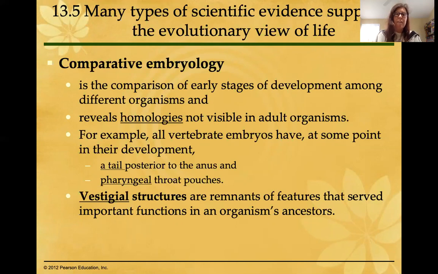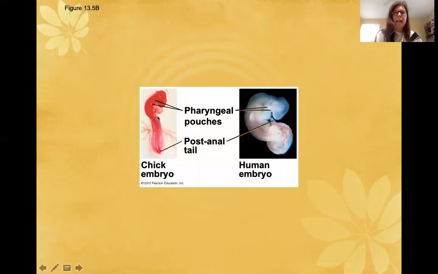I already talked about vestigial structures, right? Remnants of features that served an important function in an ancestor of the organism. And then here is that picture. So we have that post-anal tail. Here's our human. See right there, there's our post-anal tail. This is a little chick versus a human.